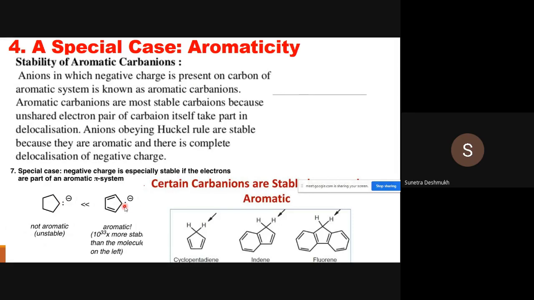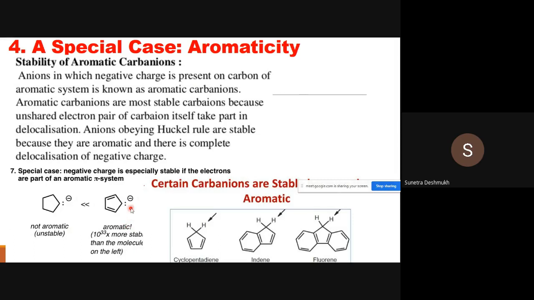The unsaturated form is aromatic and it is more stable than its saturated analog. It must be 10 raised to 33 times more stable than the saturated analog because of the aromaticity.